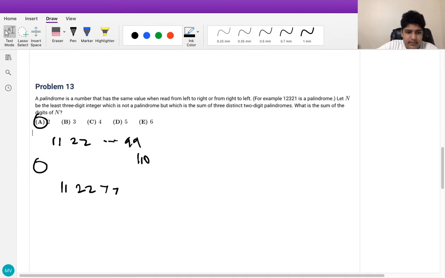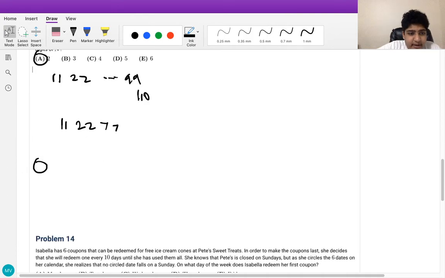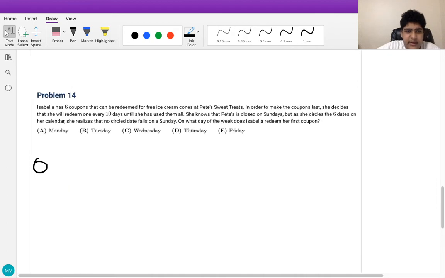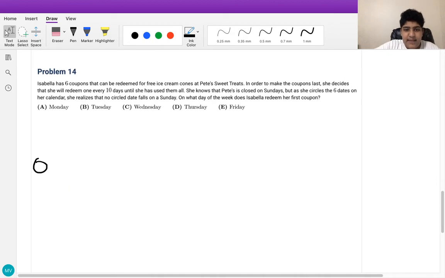Alright, problem 14. Isabella has 6 coupons that can be redeemed for free ice cream cones at Pete's Sweet Treats. In order to make the coupons last, she decides that she will redeem one every 10 days until she has used them all. She knows that Pete's is closed on Sundays, but as she circles the 6 dates on her calendar, she realizes that no circled date falls on a Sunday. On what day of the week does Isabella redeem her first coupon?